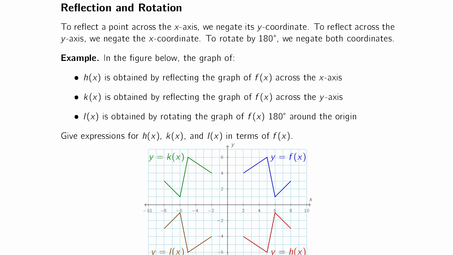Our discussion of reflection and rotation is going to be quite a bit shorter because we're only going to discuss 2 reflections and 1 rotation. We're going to talk about reflection across the x-axis, for which we negate the y-coordinate. We're going to talk about reflection across the y-axis, for which we negate the x-coordinate. And we're going to talk about rotation by 180 degrees around the origin, for which we negate both coordinates.